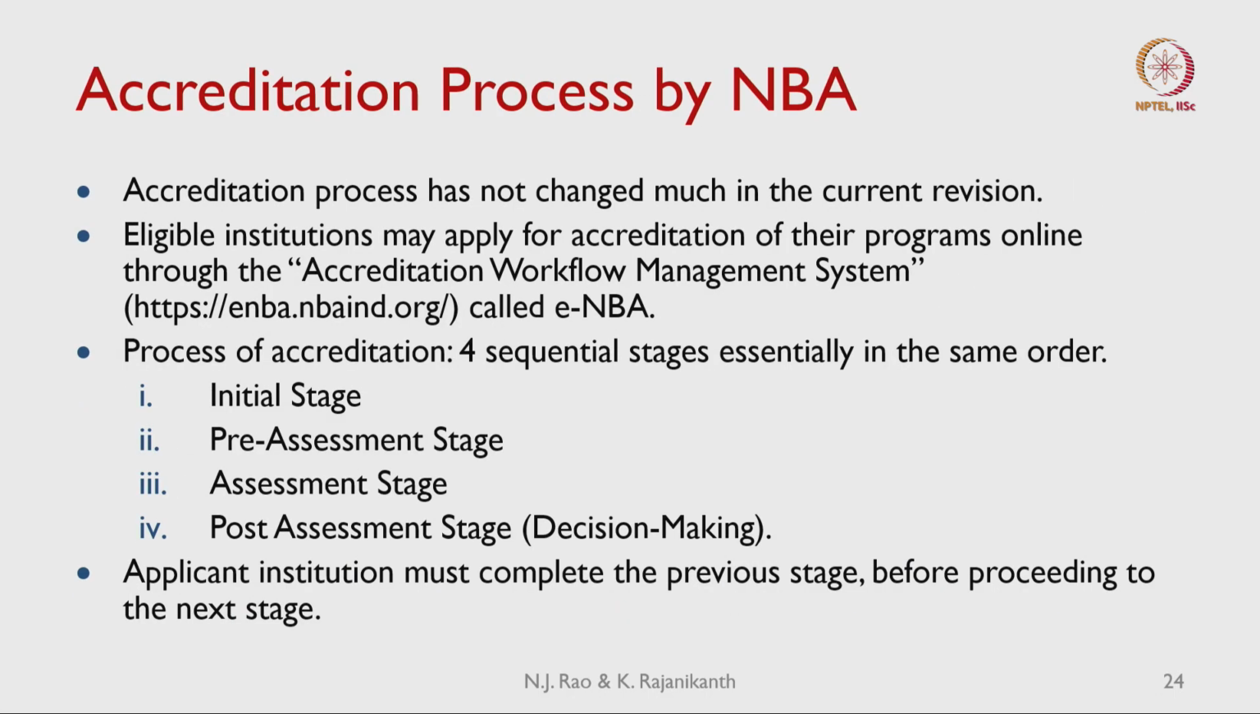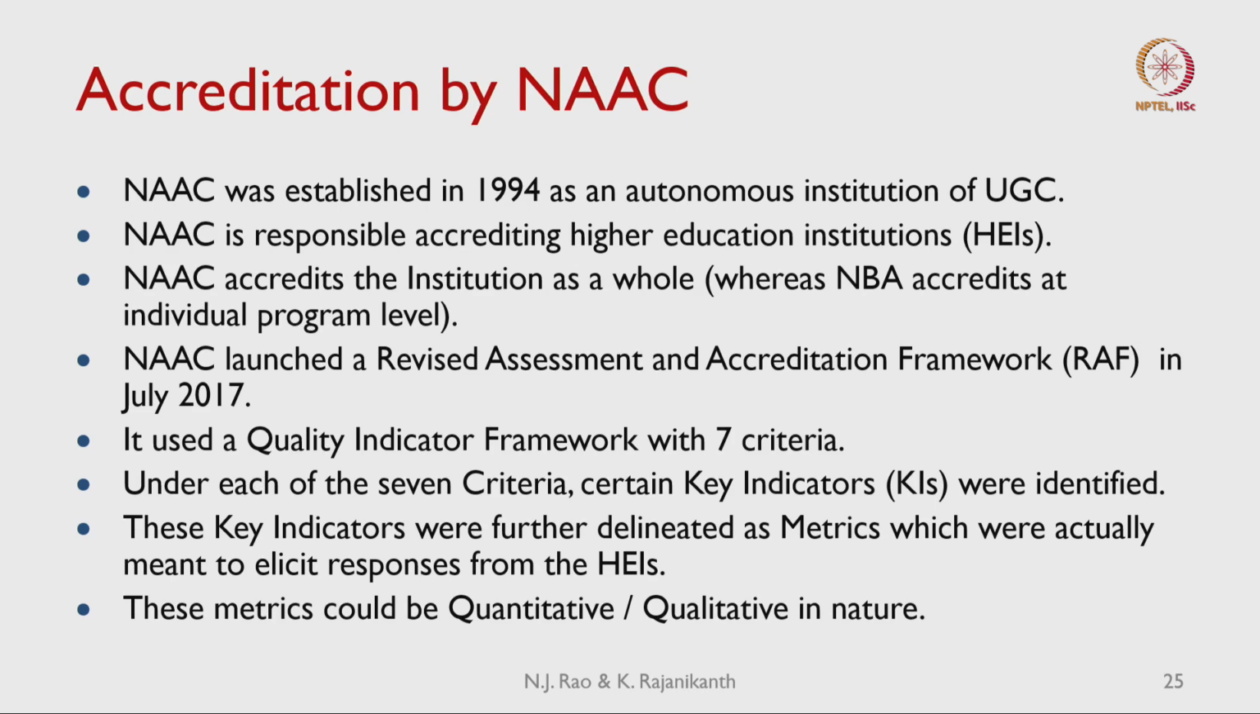Then the accreditation process has not changed much in the current revision also. More or less it is similar. The eligible institutions may apply for accreditation of their programs online through an accreditation workflow management system, and the process of accreditation has 4 sequential stages essentially in the same order. The initial stage, pre-assessment stage, then assessment stage, then post-assessment stage. We discussed these stages in detail and then presented what activities go through in each stage and what kind of mechanisms are available for the institute if it has any grievances. Then applicant institution must complete the previous stage before proceeding to the next stage. We explained those processes. Then we looked into the final one, accreditation by NAAC.